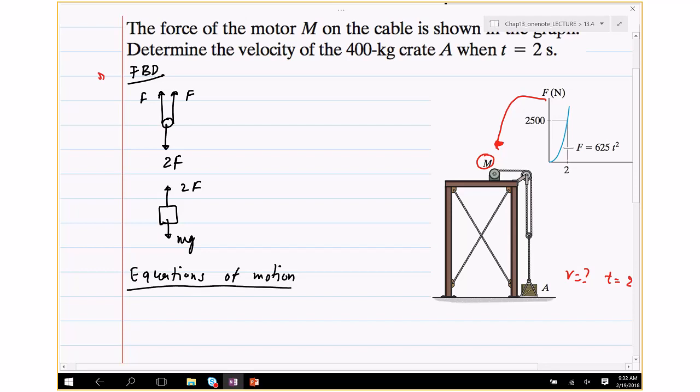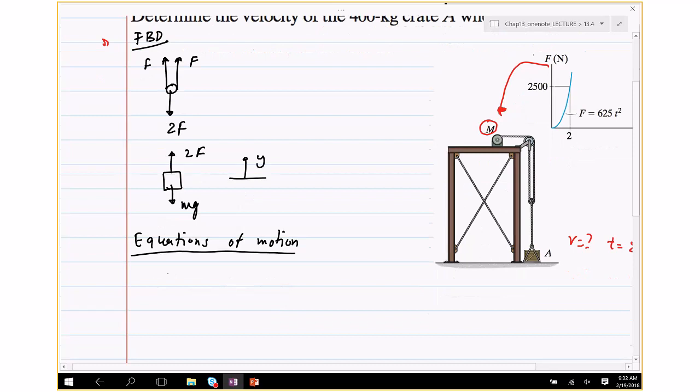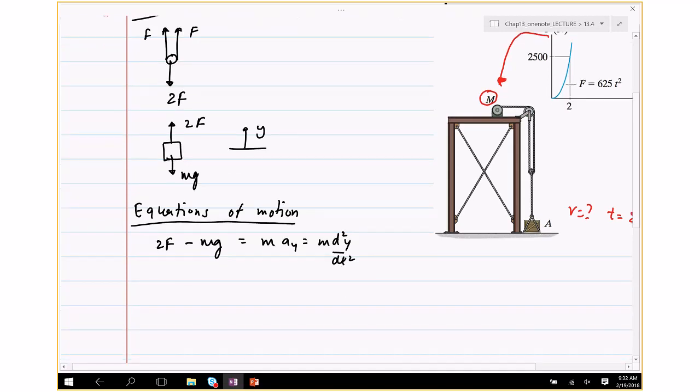In this case, there's no dynamics in the x direction, so we are only interested in motion in the y direction. So I'm going to write the equation in the y direction. Let's assume that y is positive upwards. So 2F is positive, mg is negative, equals mass times a_y, which is mass times d squared y by dt squared. We can simplify this and solve for a_y, which gives 2F divided by m minus g.